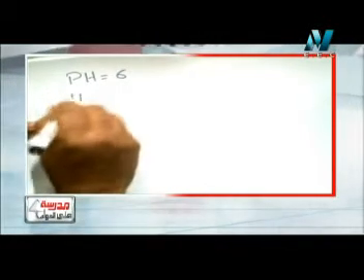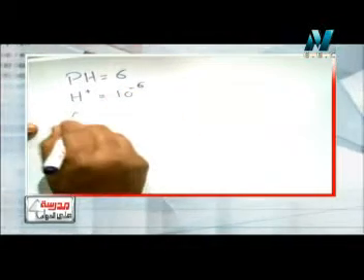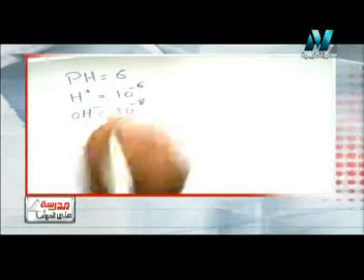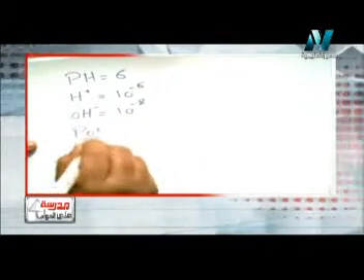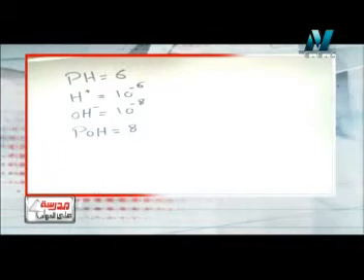Okay, if the pH equals 6, I need the 3 others. The concentration of hydrogen positive ion will be 10 to the power negative 6. The concentration of OH negative will be 10 to the power negative 8. And pOH will be 8. This is why I said that H positive times OH negative equals 10 to the power negative 14, or I can use pH plus pOH equals 14.